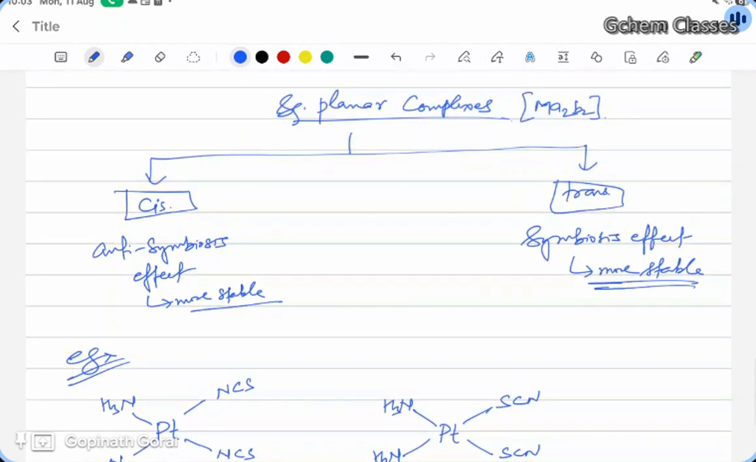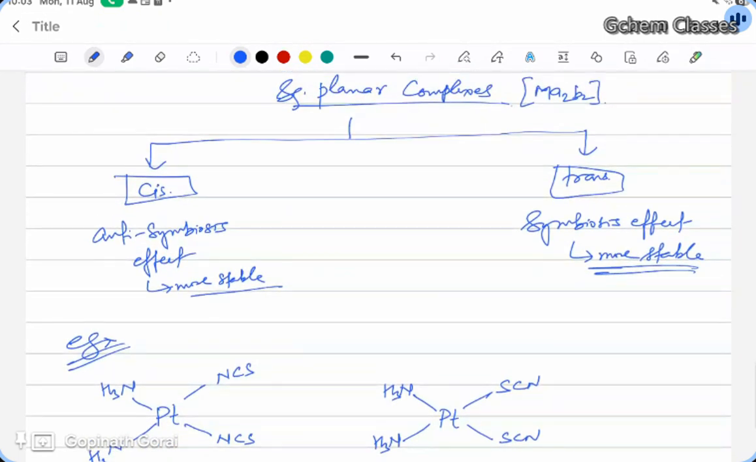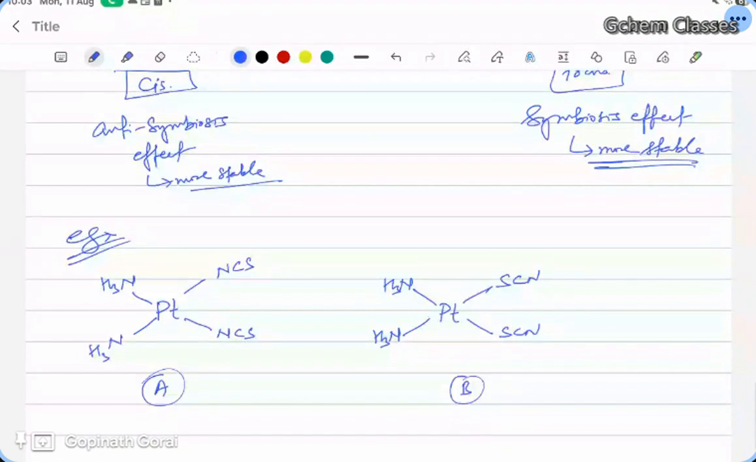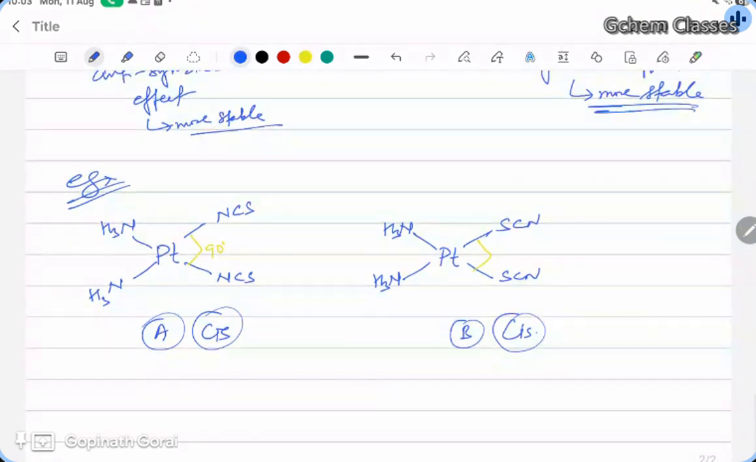First of all, this is a square planar complex. You have to find whether the given molecule is cis or trans. Both the molecules are cis. You just see, we have a 90-degree bond angle with the similar ligand. So this is cis form, right? So A is also cis form and B is also cis form. See the 90-degree bond angle. Now what you have to find out is the interaction, whether it is showing symbiosis or anti-symbiosis. First of all, you should know that for cis form, anti-symbiosis will be more stable, and in trans form, symbiosis will be more stable.